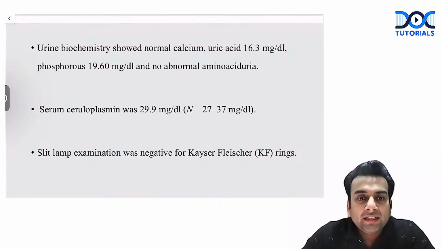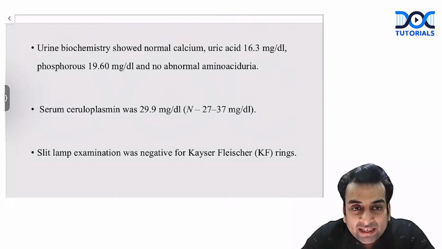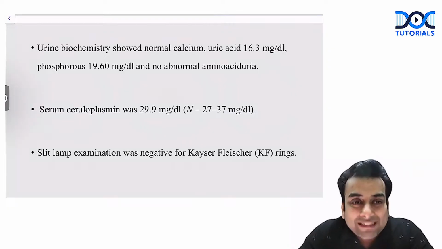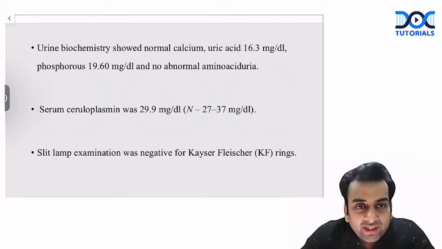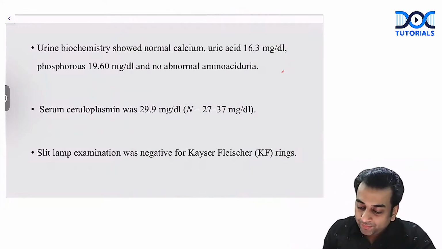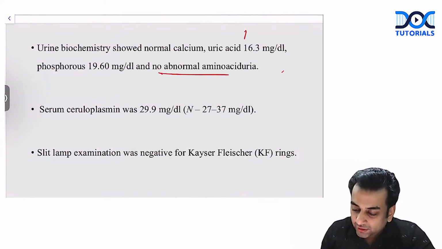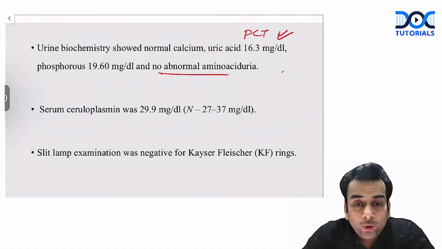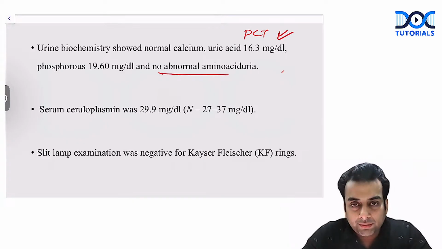So to say, there was no Fanconi syndrome, because in Fanconi syndrome or global PCT dysfunction, there is loss of citrate in the urine, loss of sodium in the urine, loss of amino acids in the urine. So there is no PCT dysfunction. So the PCT is normal. The ceruloplasmin was normal, so it's not Wilson's disease. And the slit lamp examination was also negative for Kayser-Fleischer rings.